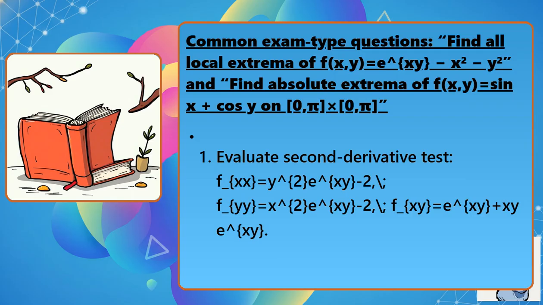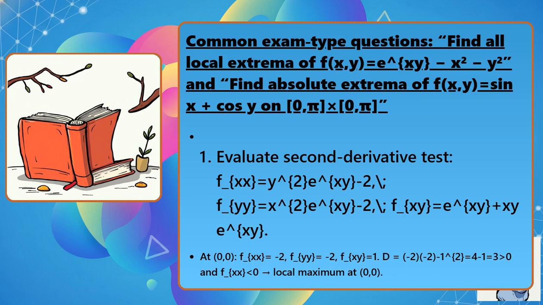f sub xx equals y squared e to the xy minus 2, f sub yy equals x squared e to the xy minus 2, and f sub xy equals e to the xy plus xy e to the xy. At the point (0, 0), f sub xx equals negative 2, f sub yy equals negative 2, f sub xy equals 1. The determinant D equals negative 2 times negative 2 minus 1 squared, which is 4 minus 1 equals 3, greater than 0, and f sub xx is negative, indicating a local maximum at the origin.